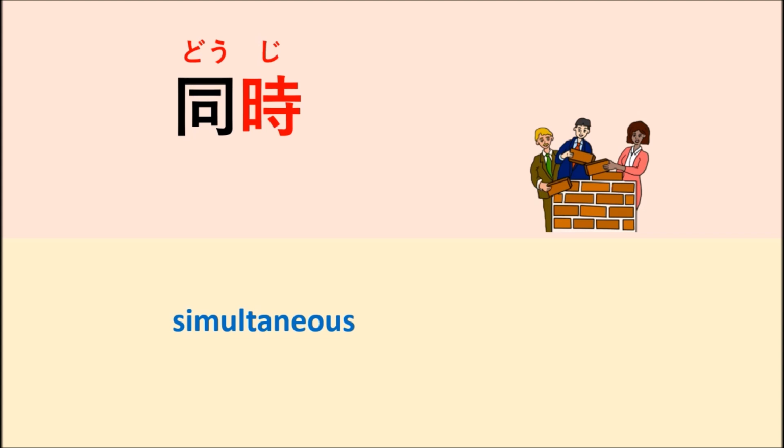Doji means simultaneous. The kanji do means the same, and ji means the time, so it means the same time, or something that happens together. Doji means doing something together. For example, you go to work together, or you do something and at the same time you also do something else.